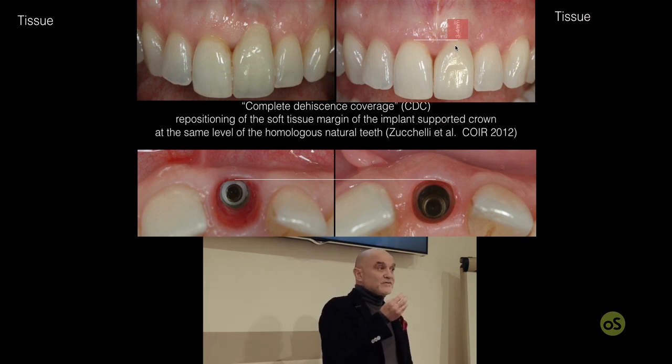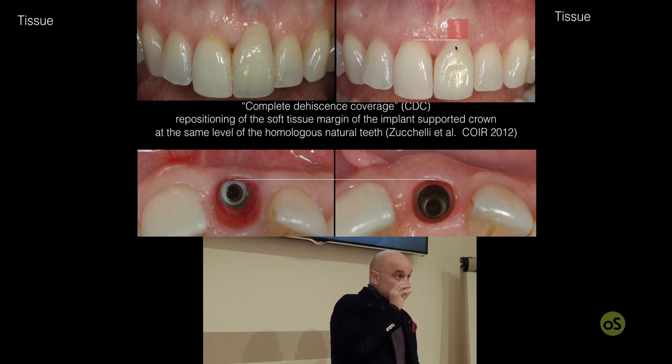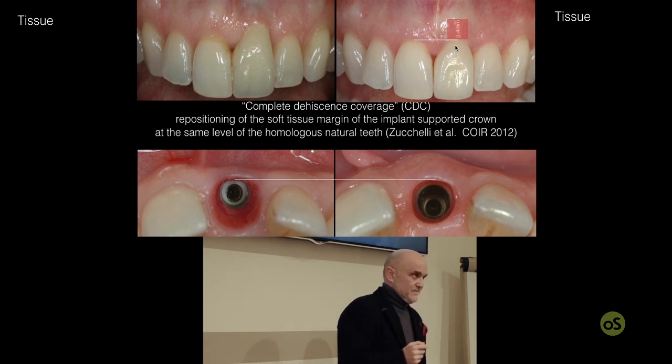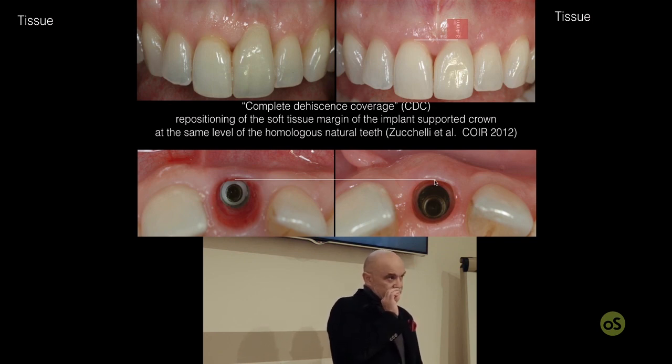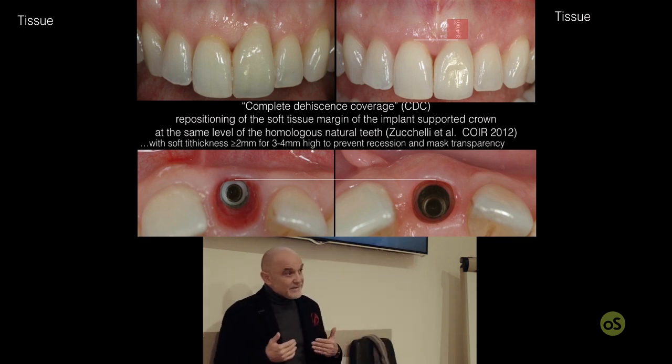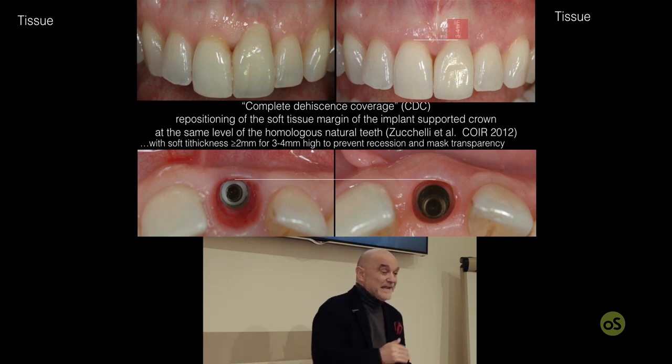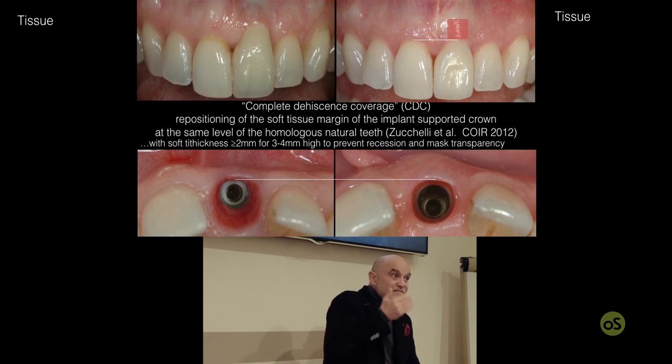So in order to have this tissue so stable, despite it is not attached, it must be very, very thick. And the minimum thickness of connective tissue that we need to cover the implant-supported crown, as we said, is 2 millimeters. No less than 2. And if we want to cover something that is gray, so metallic, we need even 3 millimeters of soft tissue thickness in order to mask completely the transparency.